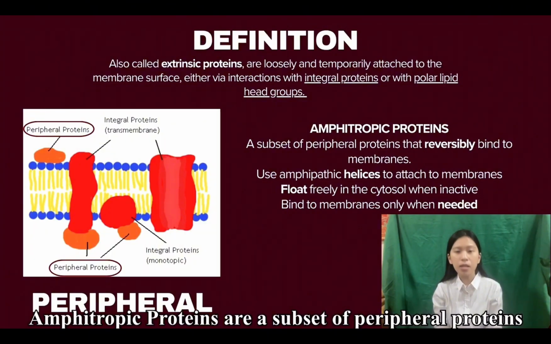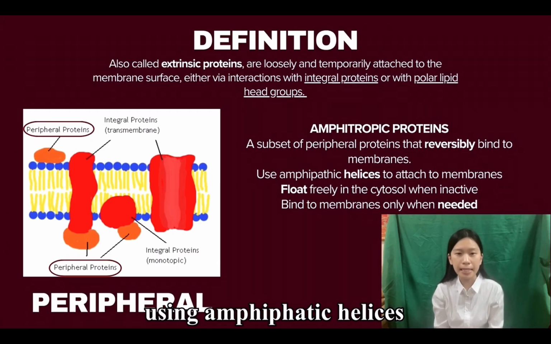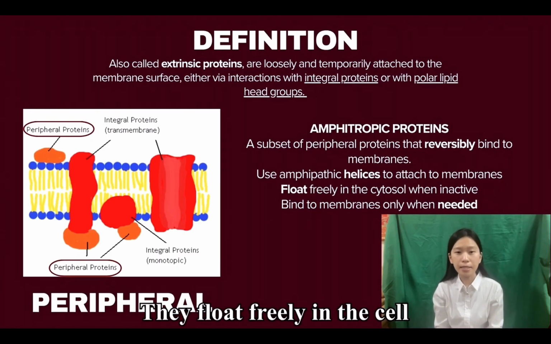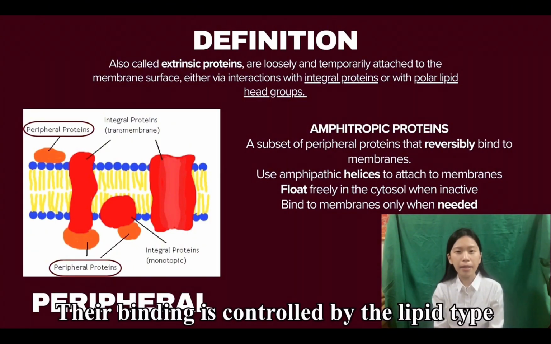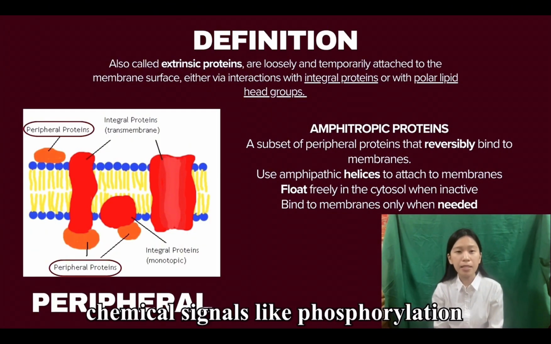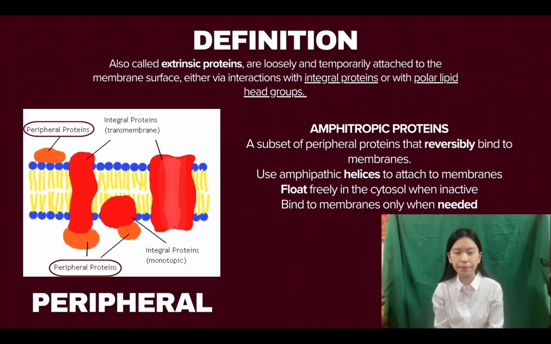Amphitropic proteins are a subset of peripheral proteins which reversibly associate with membranes using amphipathic helices. They float freely in the cell but bind to membranes when needed. Their binding is controlled by the lipid type, chemical signals like phosphorylation, or changes in the membrane shape.